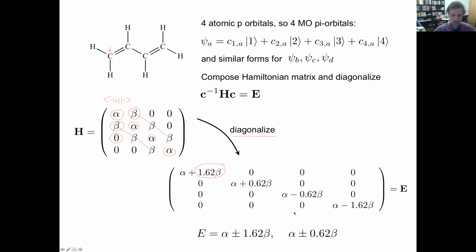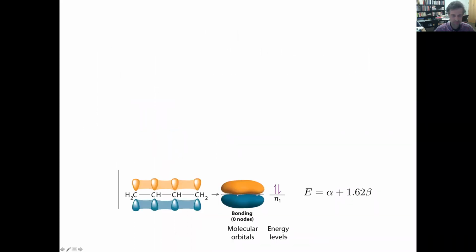Okay, so what we find are these energies, alpha plus minus 1.62 beta and alpha plus minus 0.62 beta. And that means now we can make kind of a molecular orbital diagram with these values. So let's have a look at that. The lowest energy is alpha plus 1.62 beta. Remember, both alpha and beta are negative values. So plus this value basically means you go down more, okay?